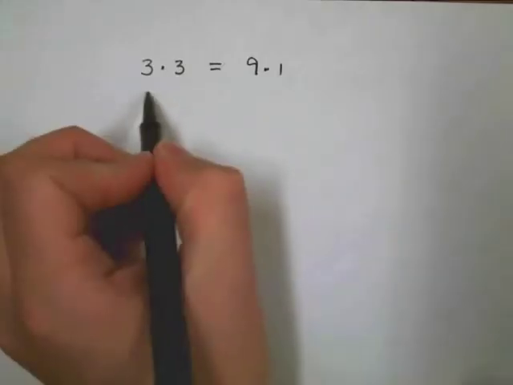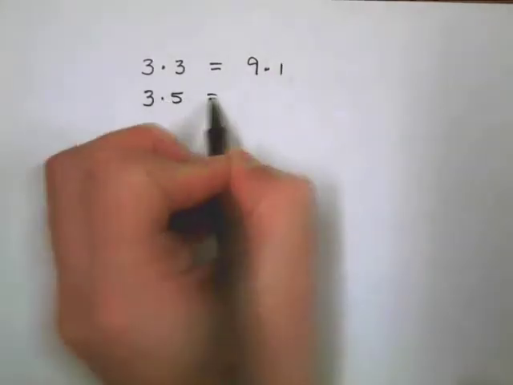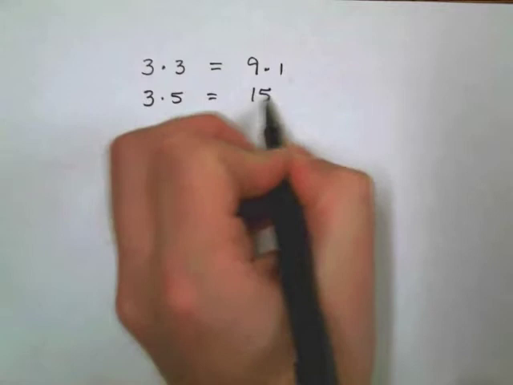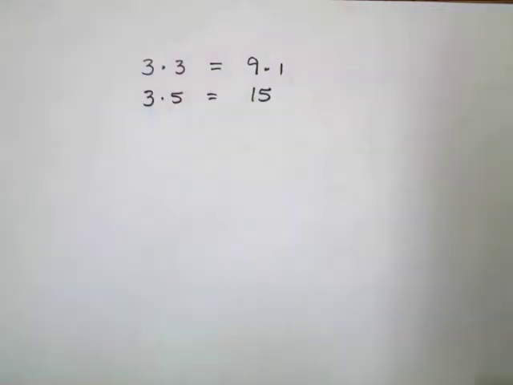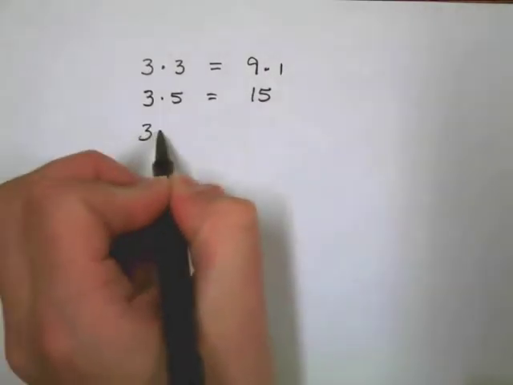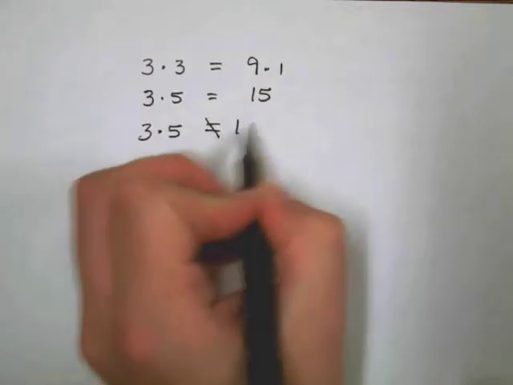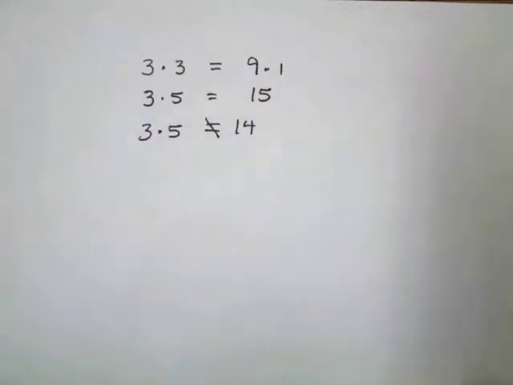We could also state that an equation like 3 times 5, that expression, is equal to a value of 15. That would also be an equation as well. In the same way, we can say that something is not an equation when it's not equal. So 3 times 5 does not equal 14. That would not be an equation.